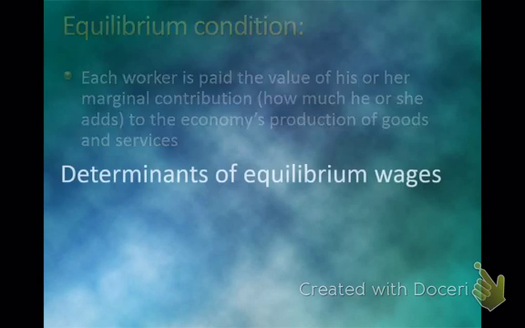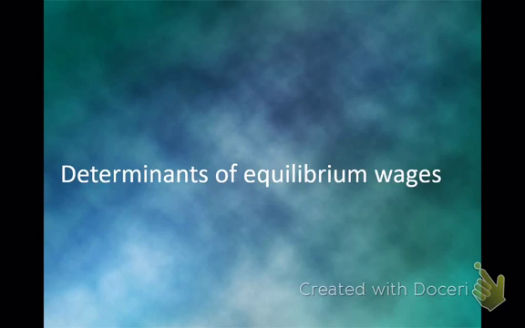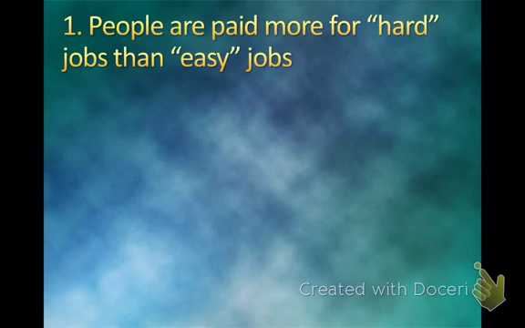All right. Determinants of equilibrium wages. One determinant: people are paid more for hard jobs than easy jobs. Somebody give me an example of a hard job. A doctor. Why is it hard to be a doctor? It takes a lot of schooling.